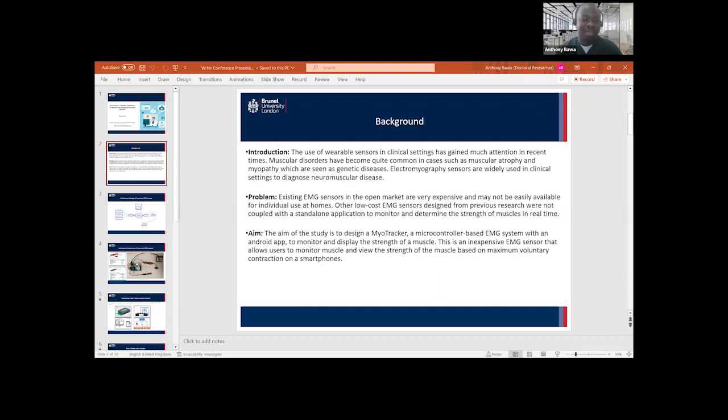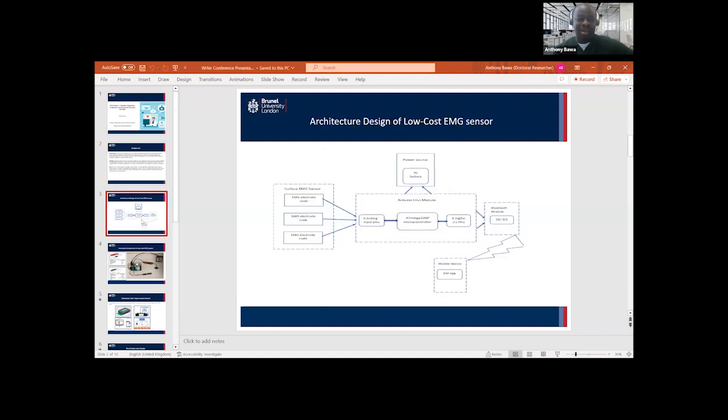So the aim of this study was to design a Myo Tracker, a mobile-based EMG sensor with an Android app that allows you to monitor and display the strength of a muscle in real time. So we tried to see how we could eliminate this issue of the sensors being expensive and not easily available for use. Because the presentation is just 10 minutes, I will summarize it and go straight to the meat of the research.